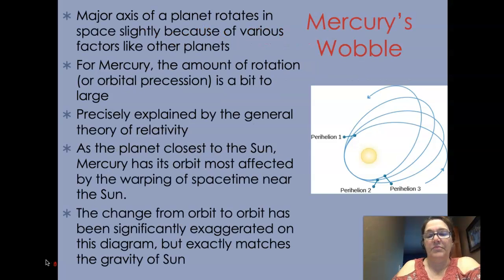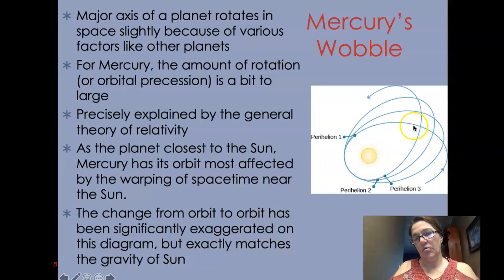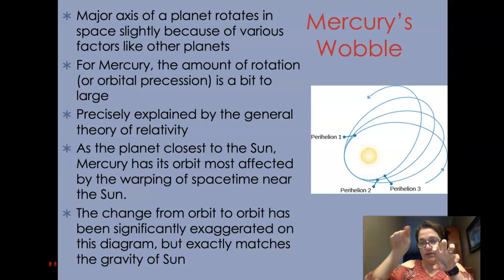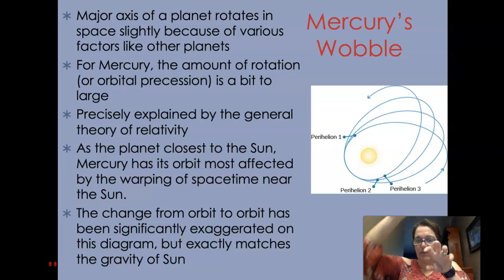So planets precess. As we look at this diagram, the orbit around the sun moves slightly from one orbit to the next. All planets precess, and this is because of the pull from other planets. We have the sun pulling on our little planet that's orbiting the sun, but all the other planets are pulling too, and so their combined mass causes a planet to move just slightly.